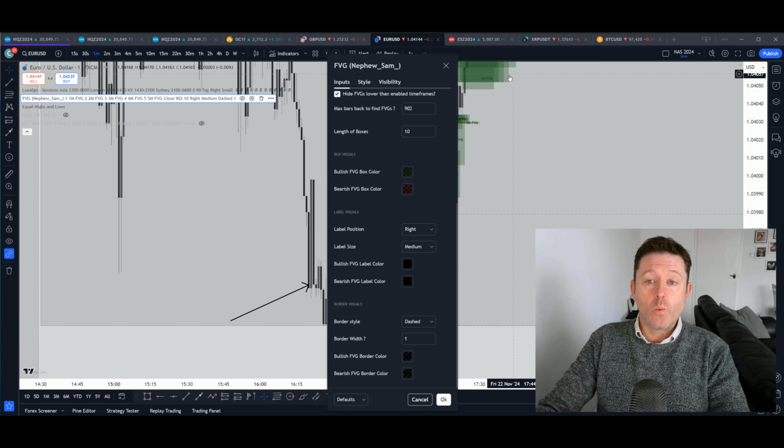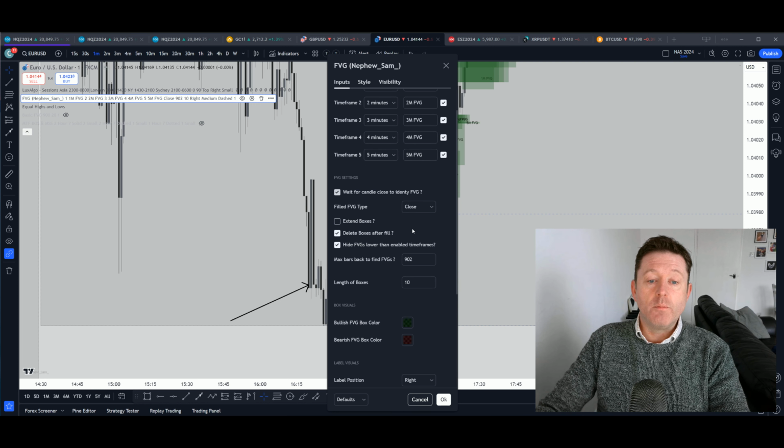Label position is where the label is positioned within the box. So you can see one in the background there. It's positioned to the right of the box. Label size is medium. Self-explanatory. Obviously, you can choose whatever you like. The label color I've got down as black, but again, you could change that. Dashed border width 1, black and black. These down here are all optional.